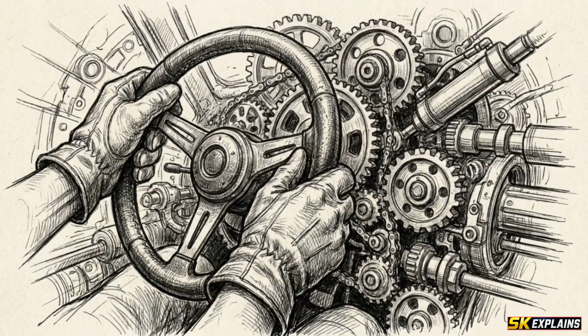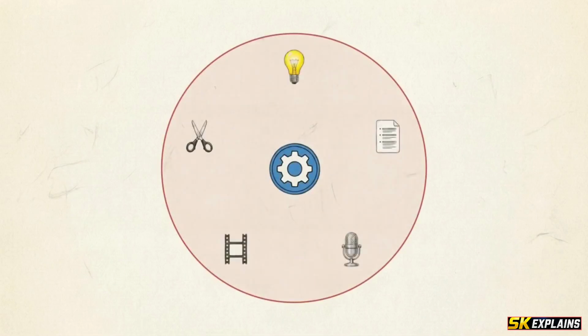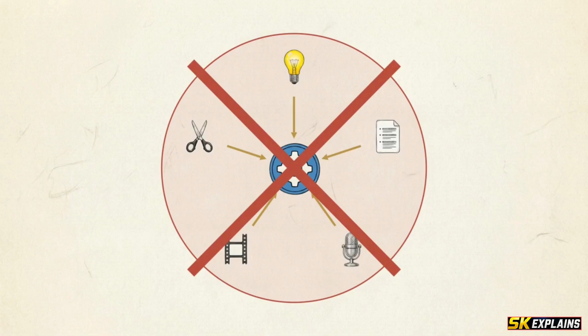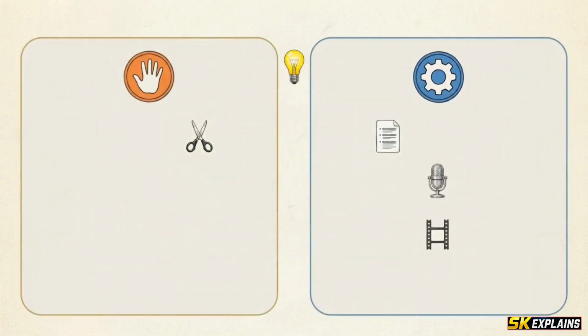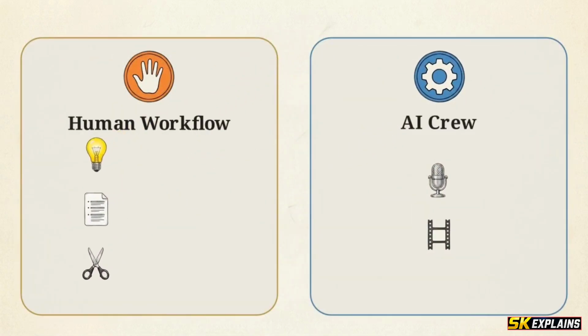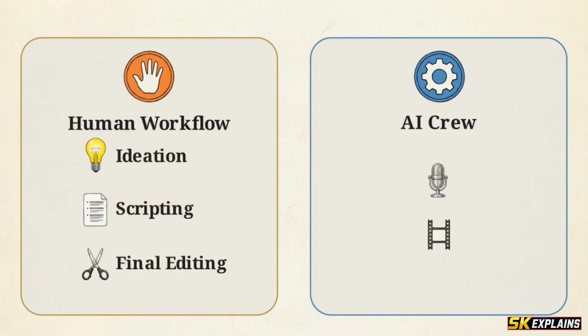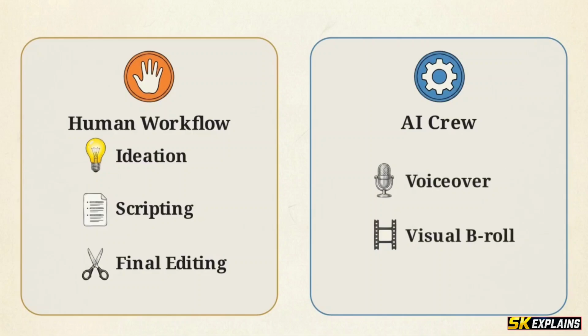Step 3 requires you to reclaim the structural framework of your videos. You cannot run a fully automated production line. In the red zone, AI handling ideas, scripts, voiceovers, visuals, and edits causes demonetization. Shift to the green zone. You anchor the start and finish with ideation, scripting, and editing. The AI acts as your crew, generating raw voice and visuals from your instructions.